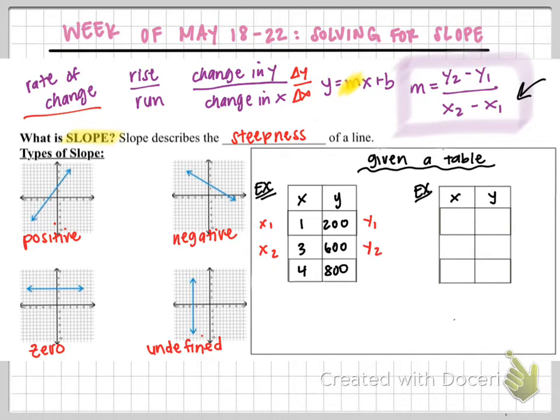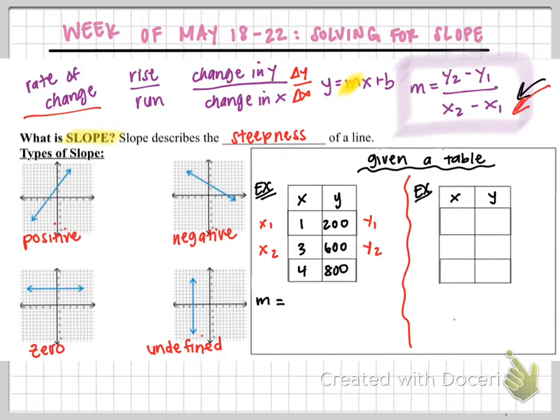And if you wanted, you could even label 3 and 600 as x1, y1, and then 4 and 800 as x2, y2, as long as you are consistent with that. But I usually just like to do the first 2 rows. So once you have those labeled, you can go ahead and just use the formula again. So I'm gonna make a line to separate these, and use my formula again. I'm solving for slope.